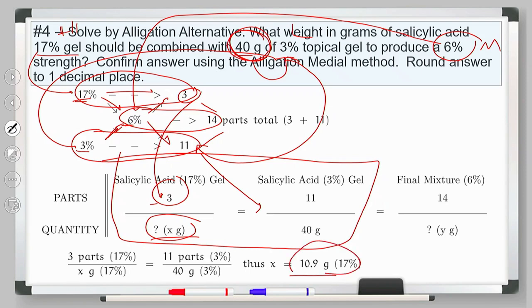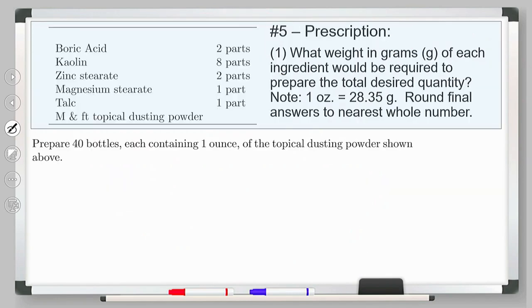Are we happy? You don't look happy, but we will move on. All right, so either way, make sure you can do an alligation or do a CQ type thing.